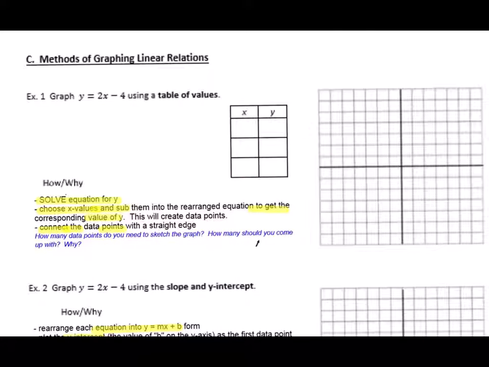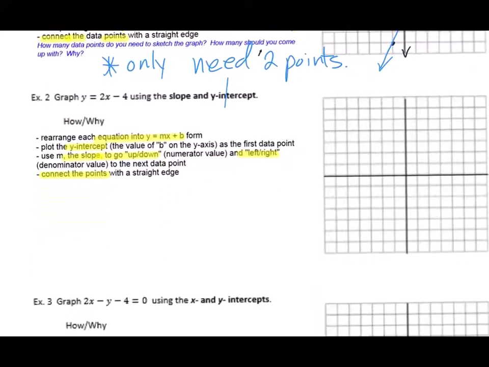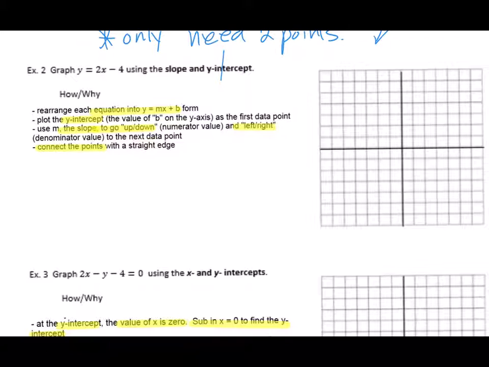And now let's move on to example 2. Now we're going to take a look at graphing using the slope and y-intercept. When we have y is equal to 2x minus 4, if it's not in the right form, we have to rearrange the formula into y equals mx plus b. Then we have to plot the y-intercept and then figure out how far we have to go up and down. So let's do that for this problem so we have an idea how it works.